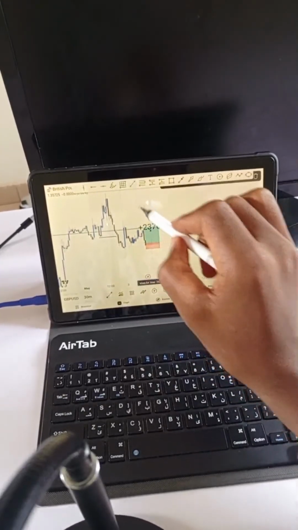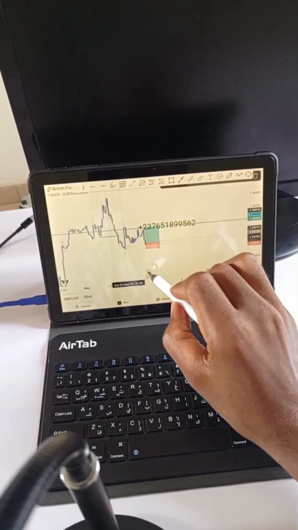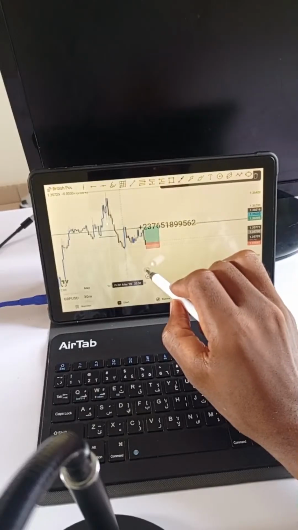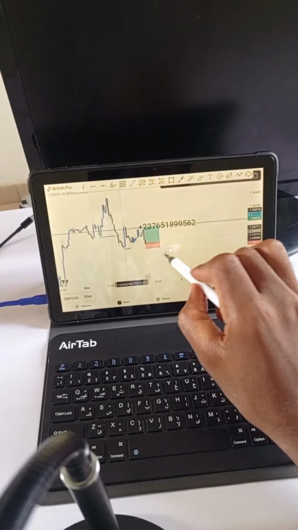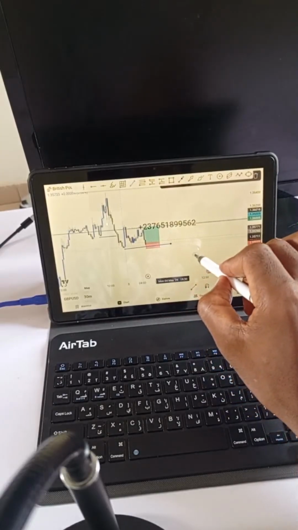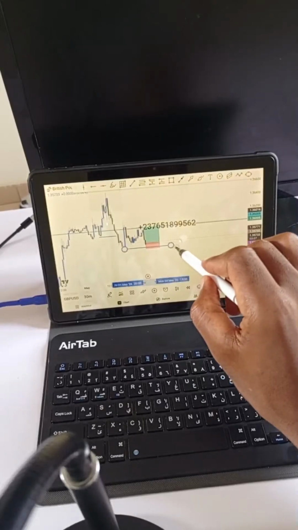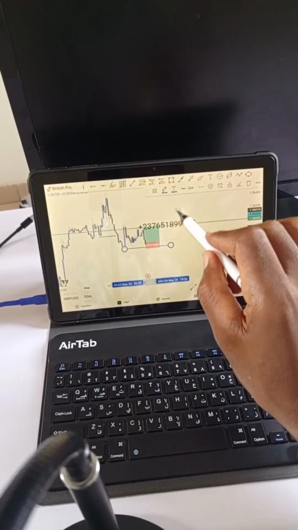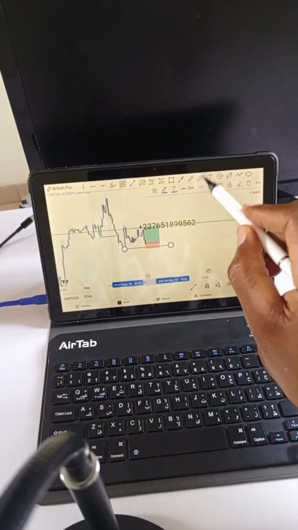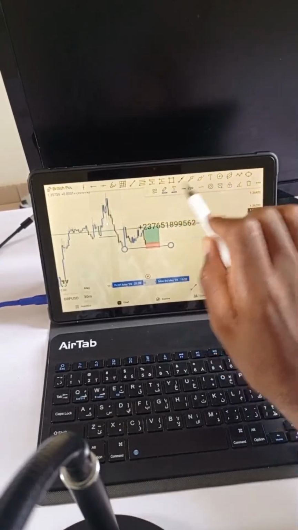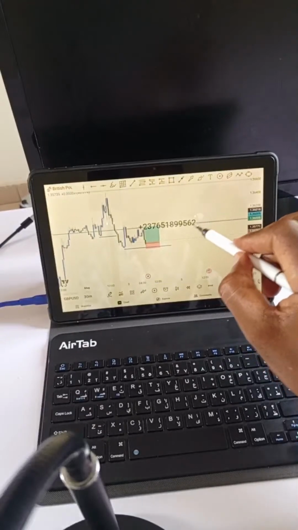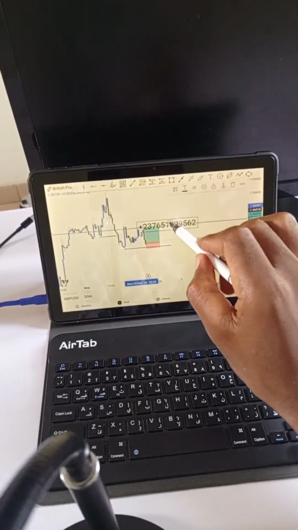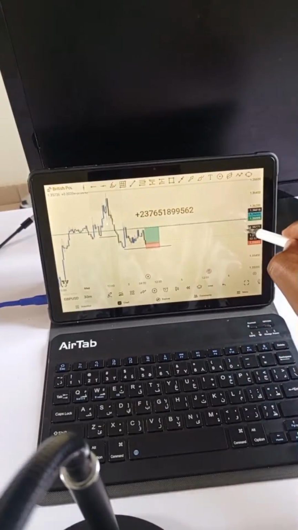So if price successfully takes out these lows, it means the pullback might have already happened. And at that point, we'll be focusing more on sales. But as of now, we are expecting to have a pullback to the upside.